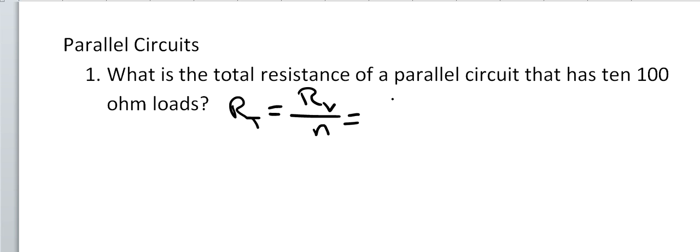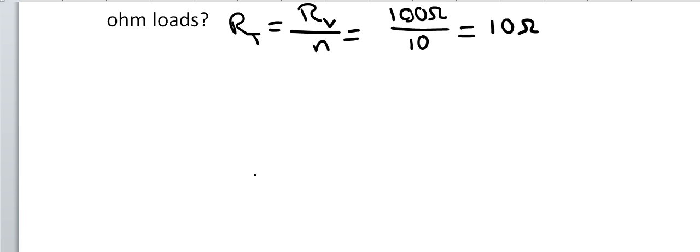The resistor value divided by however many there are. So in this case, we've got 100 ohm load resistors divided by 10 of them, and that division becomes 10 ohms. So very straightforward. This is an easy question to answer because all the resistors are the same value. You could use this formula. So it is very straightforward. Let's take the next question.